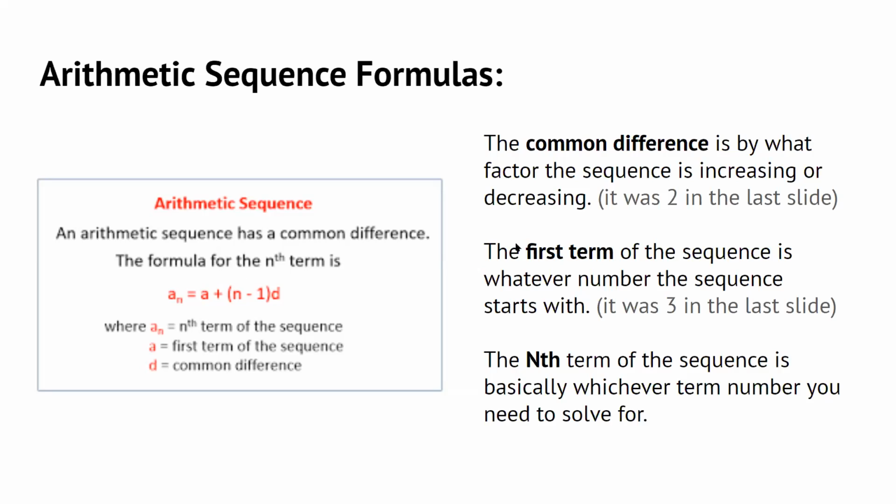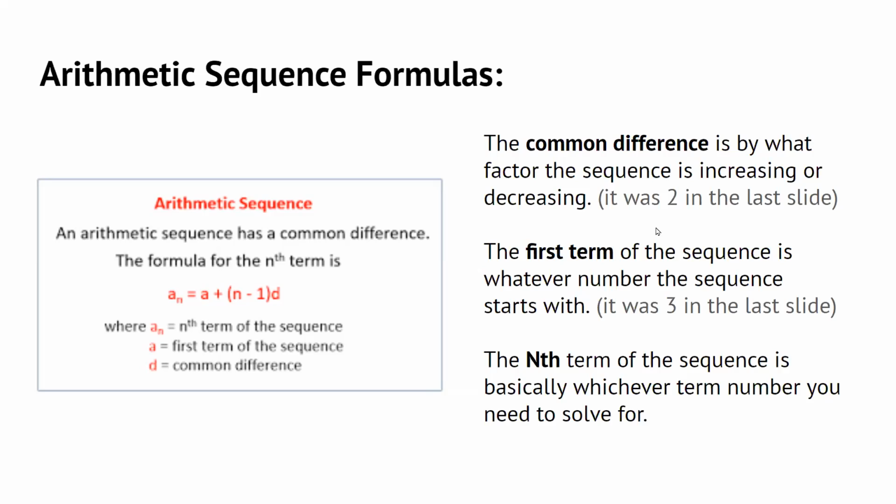So the formula for the nth term is a_n equals a plus n minus 1 times d. So a_n just means the nth term, and a is the first term of the sequence, a_1. Like in the previous sequence, a was 3 because that was the first term of the sequence. So a plus n minus 1, where n is the term number. So if I'm trying to find the 43rd term, I would do n minus 1, which is 42, and then times d, and d is the common difference.